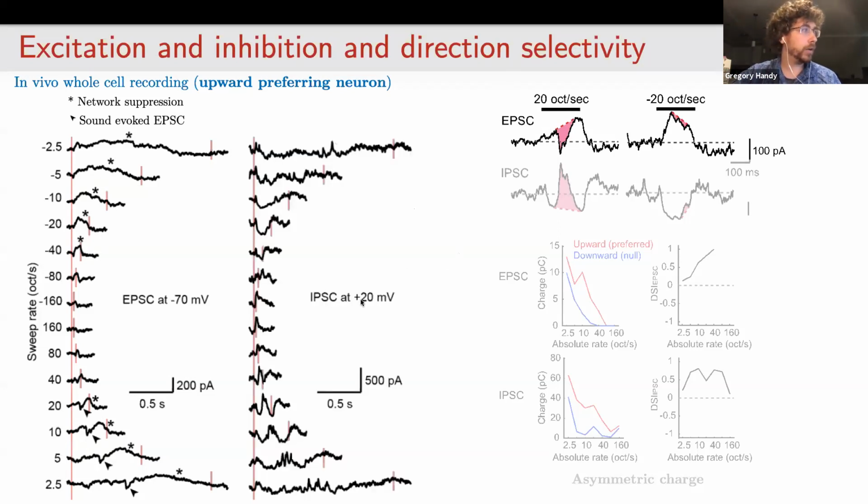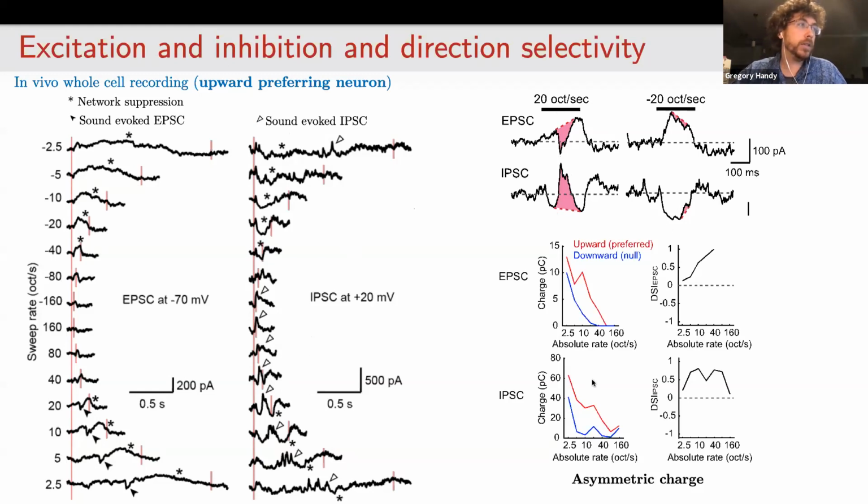We can fix the cell now at a positive 20 millivolts and look at inhibitory currents. And we actually see a similar story: in the preferred direction, we have this fast inhibitory response followed by network suppression, and network suppression is also prevalent in the null direction. Again, in the preferred direction, we have a fast inhibitory response that is blocked in the null direction. And this leads to the observation that in the preferred direction, we have an amplification of charge in both the excitatory and inhibitory components.